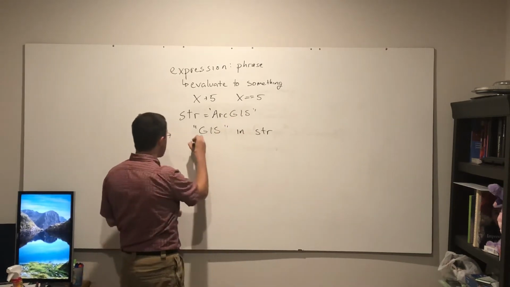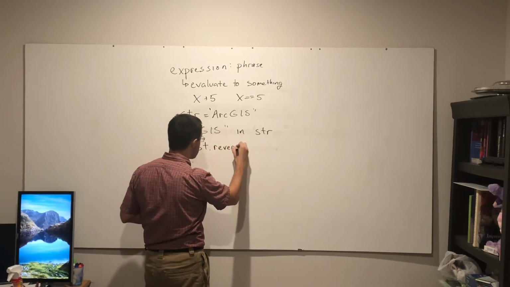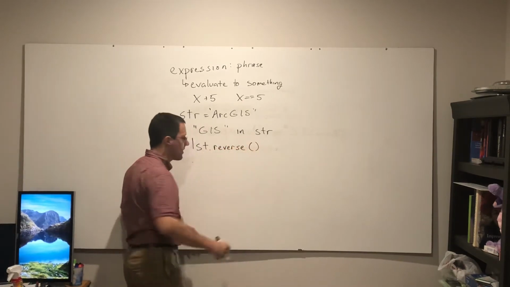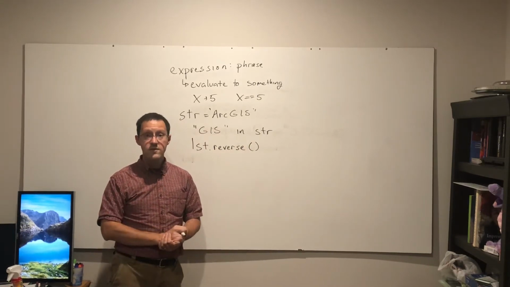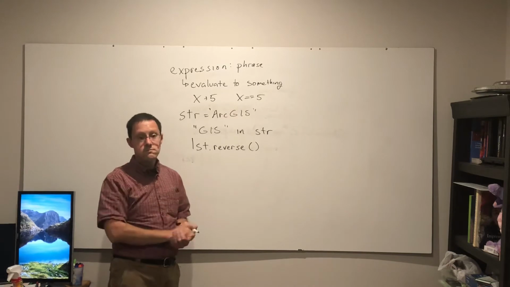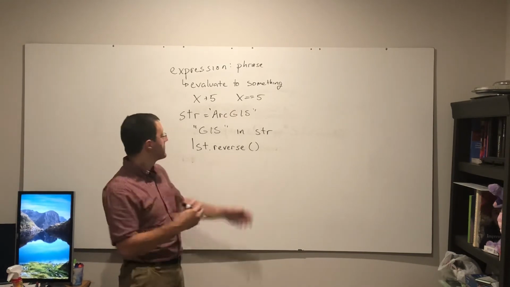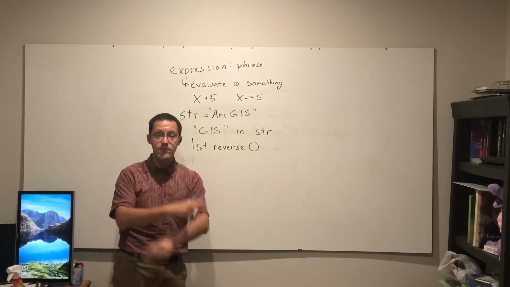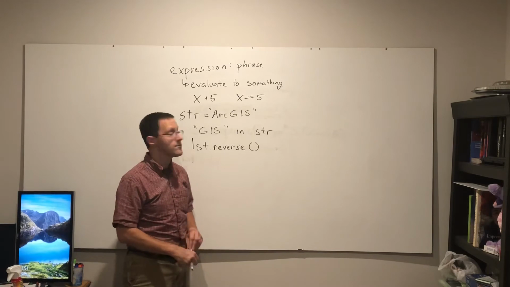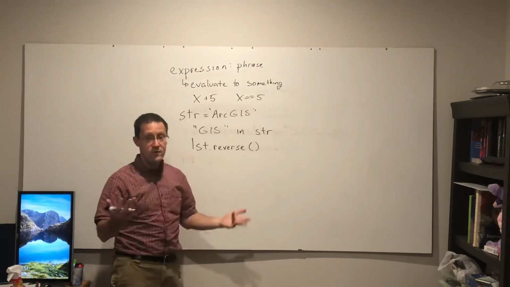If I have a list, I can use the reverse method for that list object and get as the evaluation of that expression the reverse of that list. So just flip everything around, flip all the indices. These are all expressions. They evaluate to something.